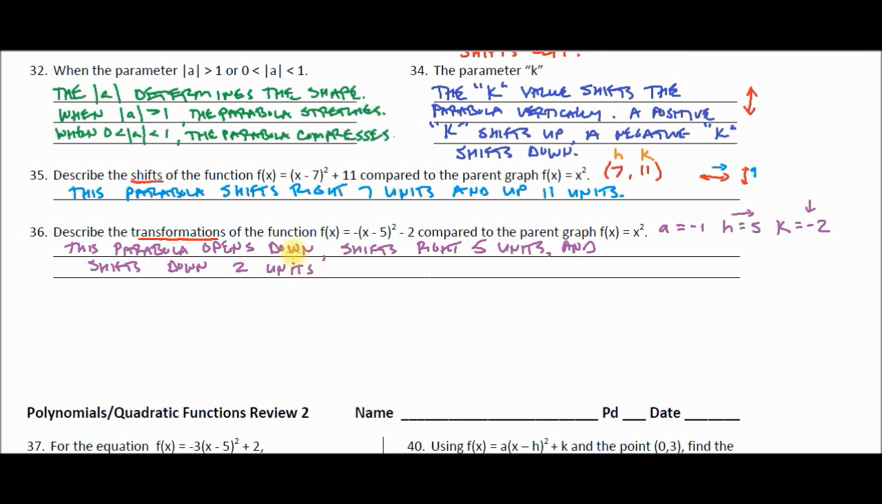If you say down, we know we're going negative on the y-axis, so down 2 units. So notice I don't want to say down negative 2 units. You just say 2 units. We know it's going to be down 2. This is going to be to the right 5. This is going to be down 2. So it changes from opening up to opening down, shifts right 5 units and shifts down 2 units. And that is the end of review sheet number 1.